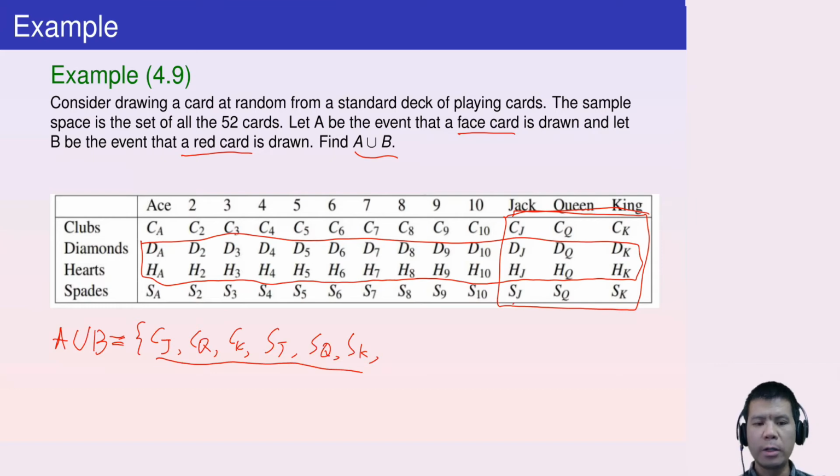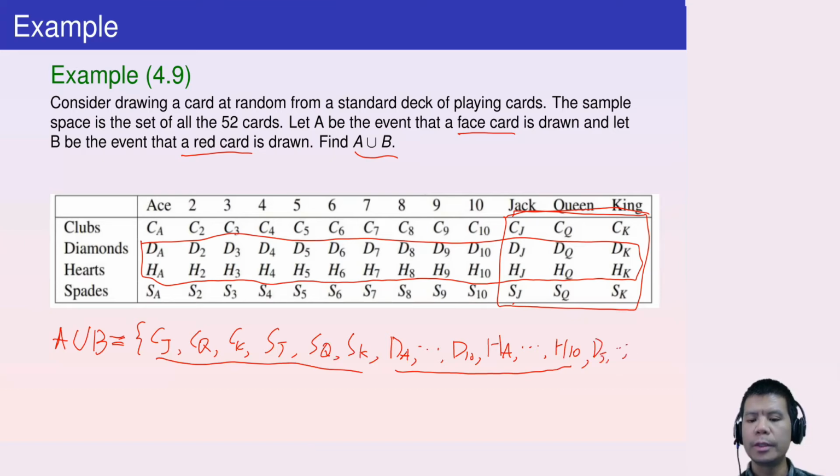And then let's talk about those outcomes only in B. Only in B, that's DA till D10, HA till H10. These are the outcomes that are only in B. Either in A or B or both. Or both, that's DJ, DQ, DK, and HJ, HQ, and HK.